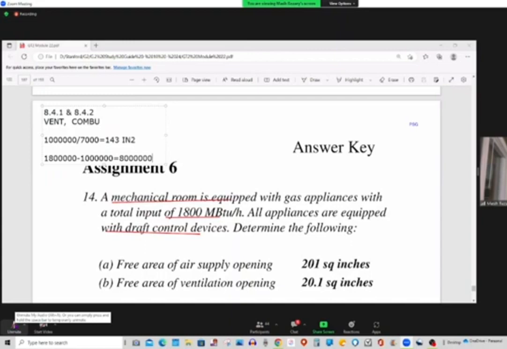Thank you, sir. And now 10% of this one for venting. This is for combustion, right? Yes, sir, that's correct. Now, 200 times 10%. Yeah, 10% is going to be 20. Equal to 20 inches square. That's the venting one.